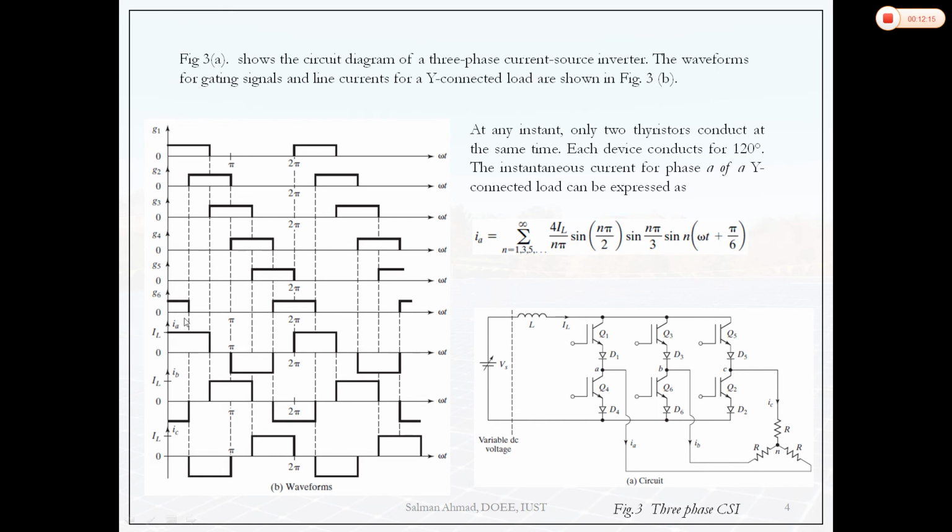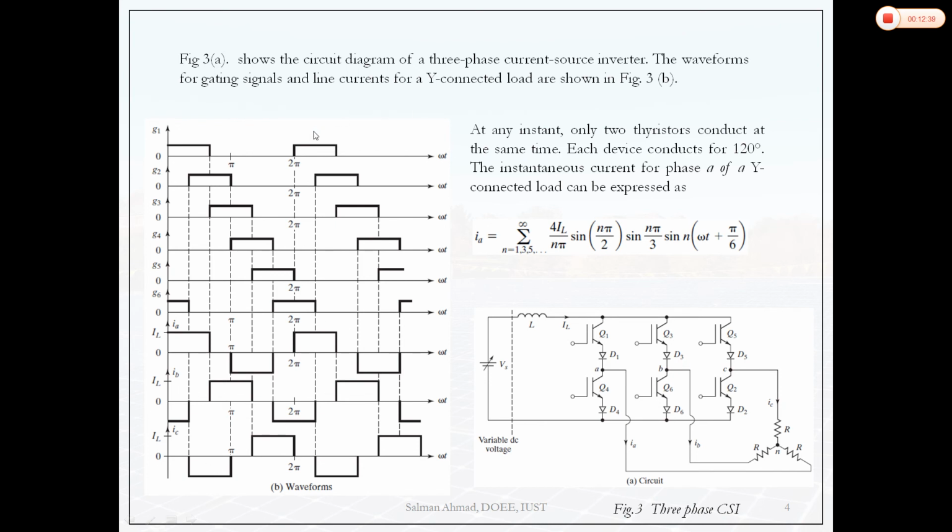Now once you find the IA, IB will be shifted by 120 degree from IA. So shift this waveform in forward direction by an angle of 120 degree. Similarly, IC will be shifted by 120 degree from IB. Now you shift it, you will get the IC current waveform.